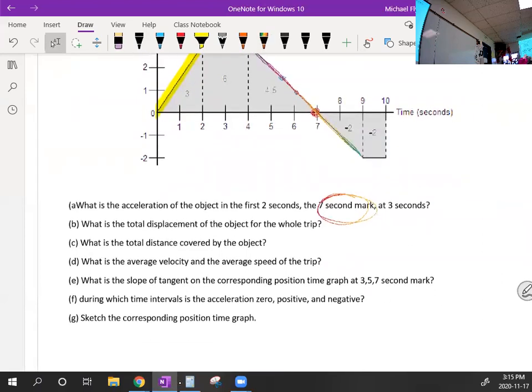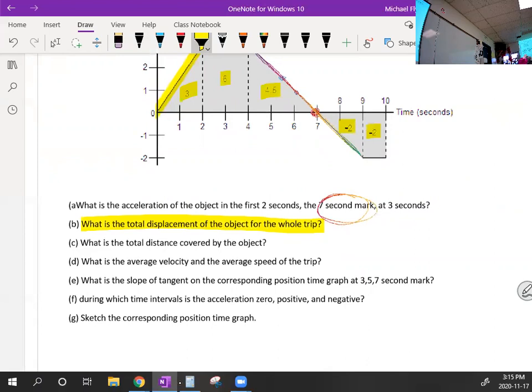Now, what is the total displacement for the whole trip? So let's talk about this question. What is the total displacement for the whole trip? Add it up, find the total area, okay? Now, the negatives count as negatives. So it's going to be 3 plus 6 plus 4.5, then plus -2 plus -2. And when you add a negative number, you subtract. So be careful.